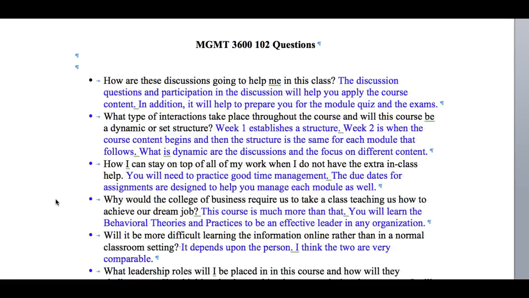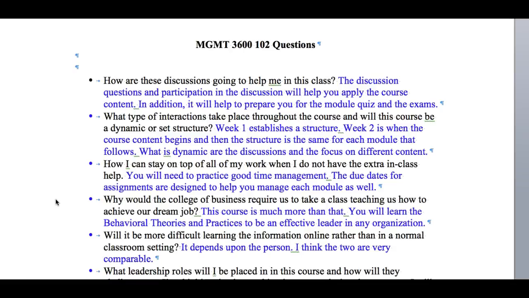All right, what type of interactions take place throughout the course, and will this course be dynamic or set structure? Well, week one established the structure format, so that's going to be pretty set. Week two is when the course content begins. That'll be Tuesday, and then the structure will be the same for each module that follows. You'll see it's a 2-week format. What is dynamic are the discussions and the focus on different content. So the content will change every 2 weeks, and your discussions will always be dynamic.